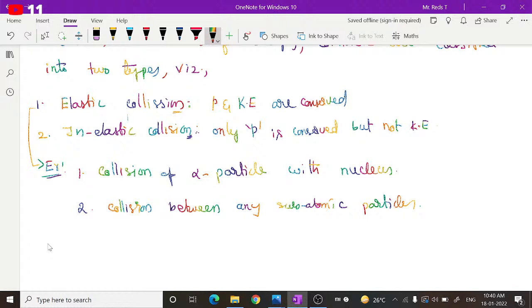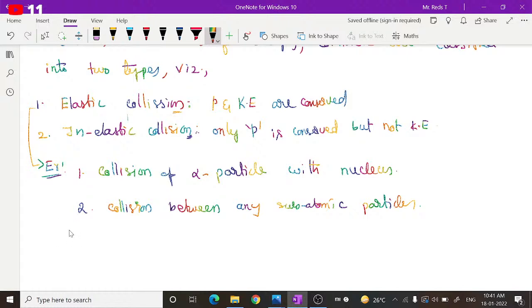Say, for example, on a road, an accident has taken place: a vehicle is moving and another vehicle comes and collides with it. There the energy may not be conserved. You may hear a big noise, and some heat energy will also be produced. Whatever kinetic energies they had before the collision are transferred into other forms. So whatever collisions we come across in day-to-day, practical life are called inelastic collisions.